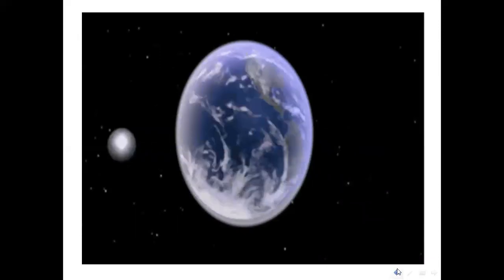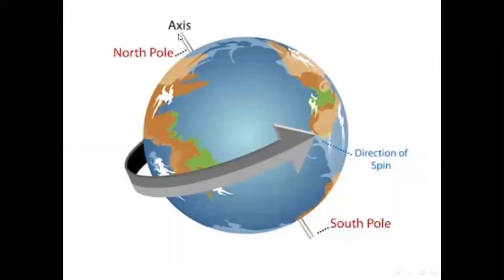So dear students, here you see the image of the axis, North Pole, South Pole. The axis is the imaginary line on which the Earth spins. It runs through the center of the Earth from the North Pole to the South Pole.